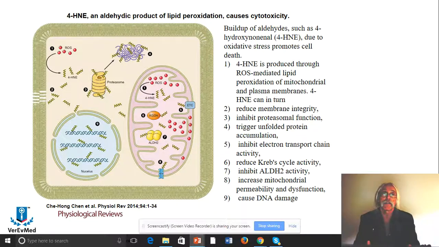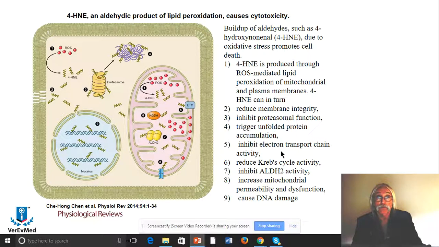Remember, the ER is involved in making proteins that are going through some kind of secretory pathway, or proteins that are destined to get buried into membranes, any endomembrane in the cell, or the plasma membrane, right? So when you overload the unfolded protein response, it's a bad thing, and 4-HNE is going to do that. It's going to trigger it and overload it.